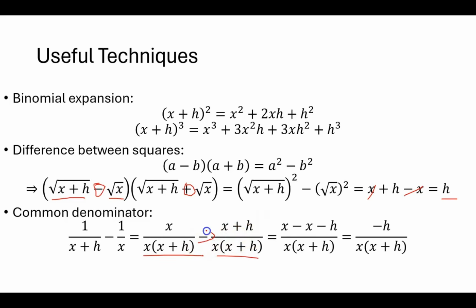But beware, there's a minus sign here, so it will actually be x minus h. And here you can cancel out the x and the minus x. This leaves you with a minus h on the numerator. This can then cancel out with the h on the denominator.